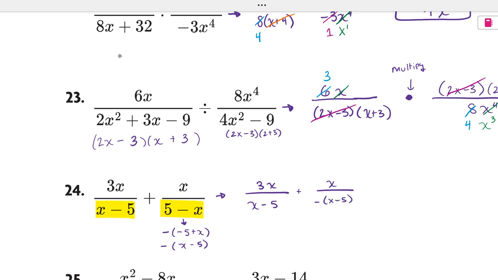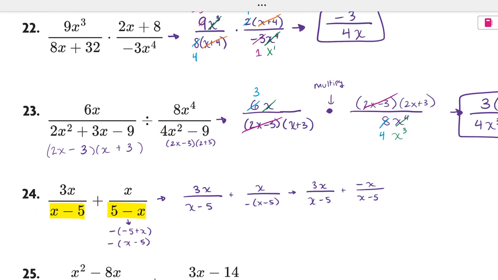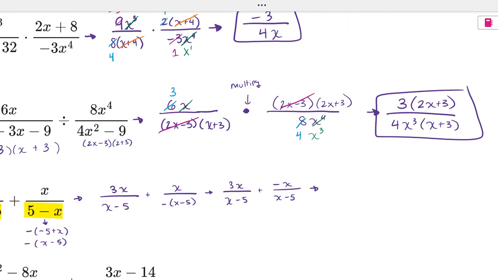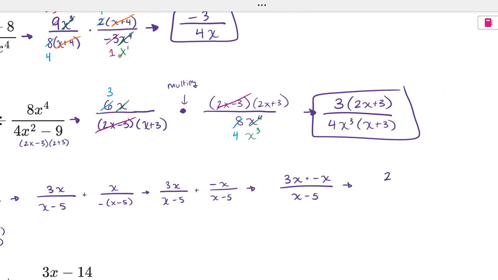But now this negative, I can just attribute that to the top. It doesn't have to be stuck on the bottom. So I can say 3x over x minus 5 plus negative x over x minus 5. I haven't changed my fraction at all by moving the negative sign up there. So, since my denominators are the same, I can add my tops together. So plus a negative, that is going to become 2x over x minus 5. There we go.